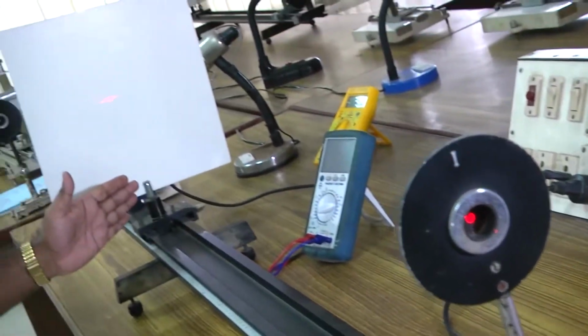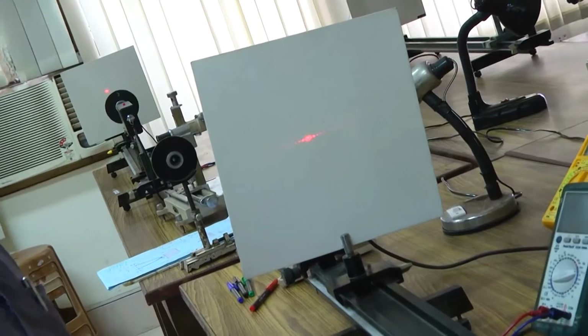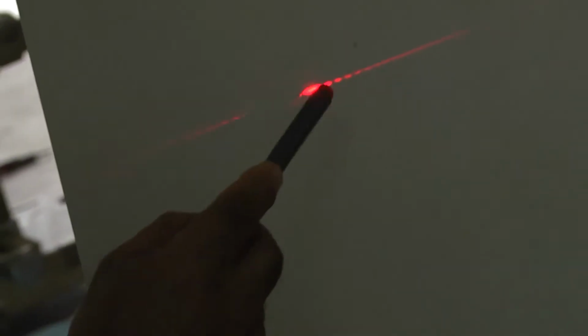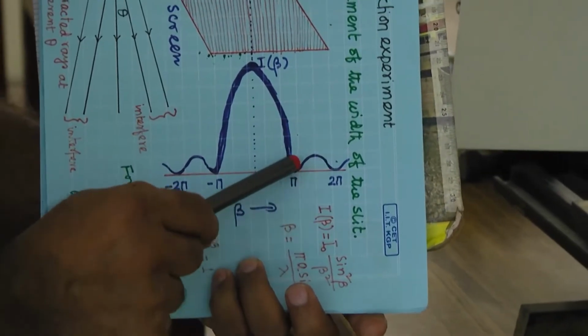Here this is a screen, and we are seeing the diffraction pattern. This is the central one, the highest intensity, as you have seen in the diagram. Then the secondary ones decrease in intensity, and between the maxima there are minima. So you get the central maxima, then the first order, second order, third, fourth, fifth, sixth, 7, 8 secondary maxima. I am able to see many orders.